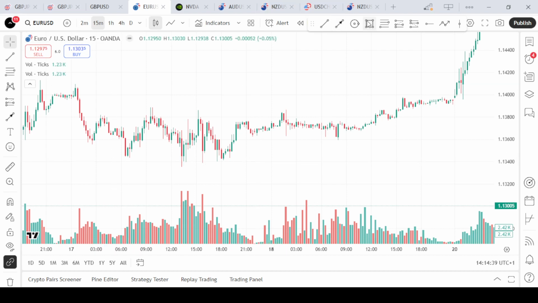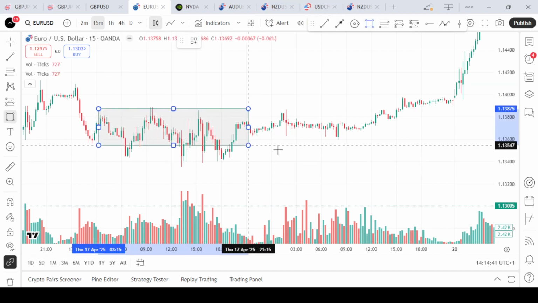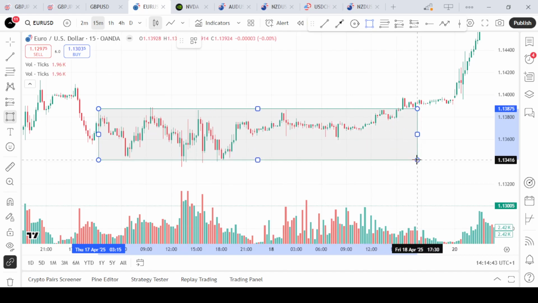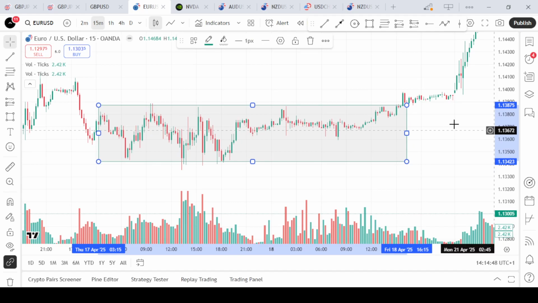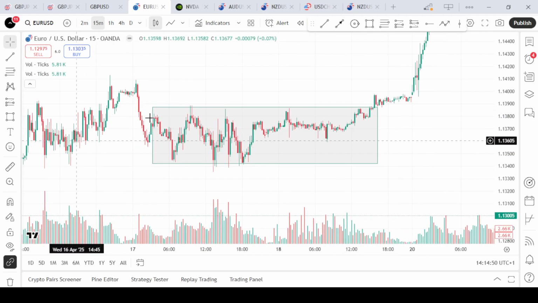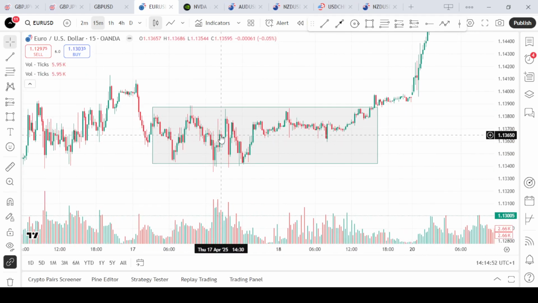So if I'm to draw a box here, because the market has been moving sideways in this area, you can see this is a range bound market where price is moving up and down within the range. We can expect a breakout in this trade.